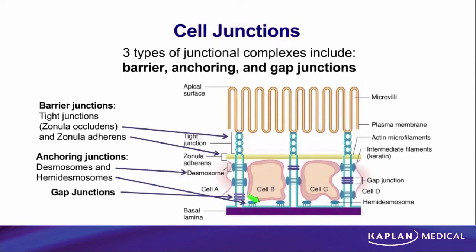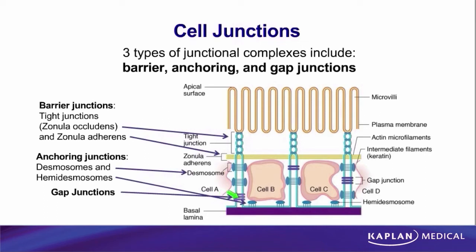And then the third category of junctional complex are the gap junctions. Gap junctions are really quite different from the others. The function of gap junctions is to provide a pathway for communication between cells. It's basically a tunnel between cells, a place where we can have the movement of ions from one cell to another, and by moving ions from one cell to the other, we now have a pathway for communication between cells.